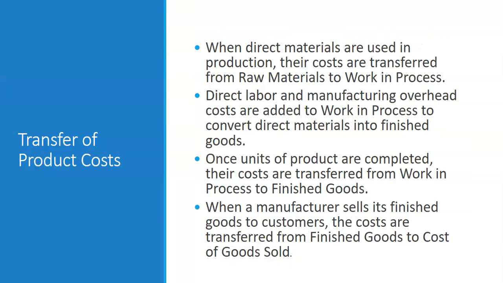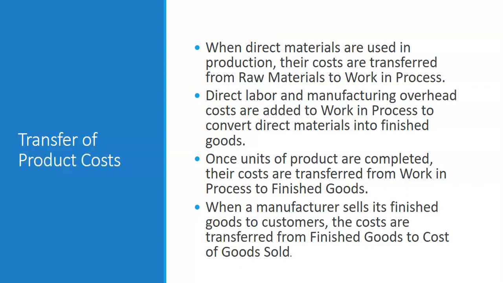So we can see on this slide how we transfer product costs through the manufacturing process. And we'll be doing this in chapters 2, 3, and 4. So we have direct materials. We purchase direct materials. When we start production, we transfer those costs from raw materials to work in process. That's a journal entry. So we are going to debit work in process and credit raw materials. That's transferring work into production.